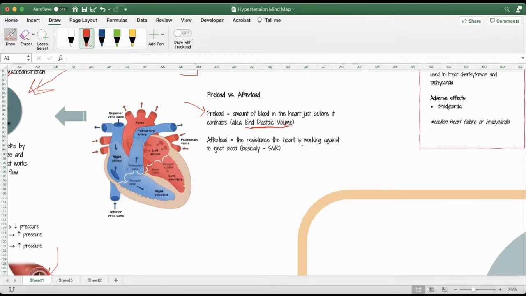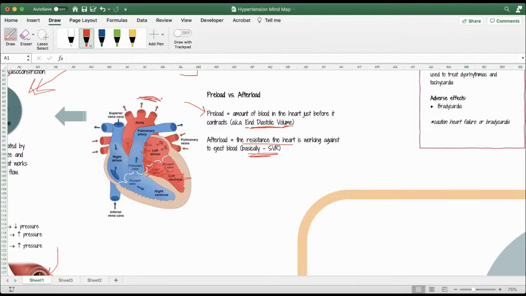Your afterload, especially for this unit, it's so helpful to think of it as basically your systemic vascular resistance. It's the resistance your heart is working against to eject that blood. So your preload is all in here, it's all full, ready to go. And then we're going to eject, let's say out of the left ventricle.